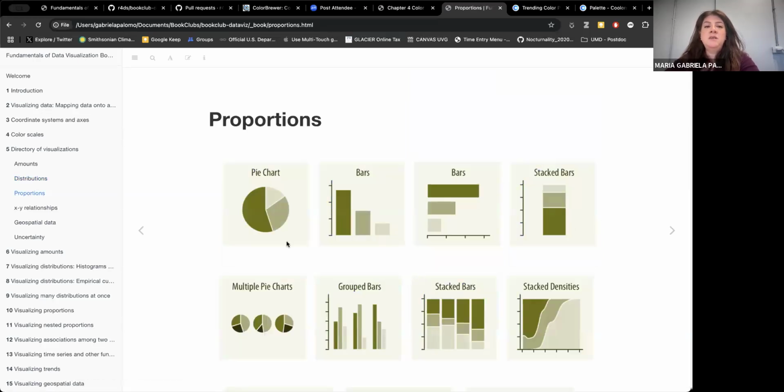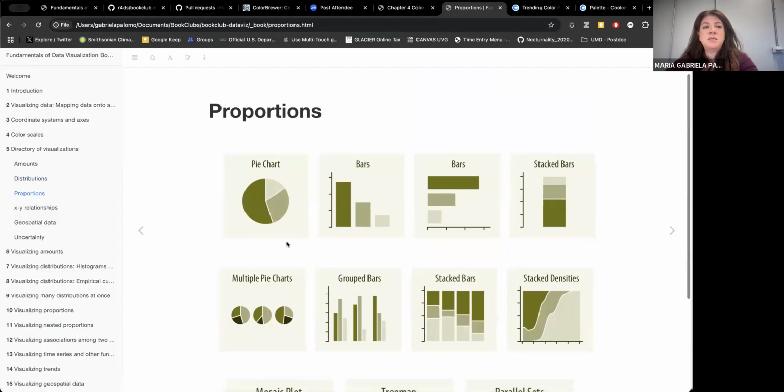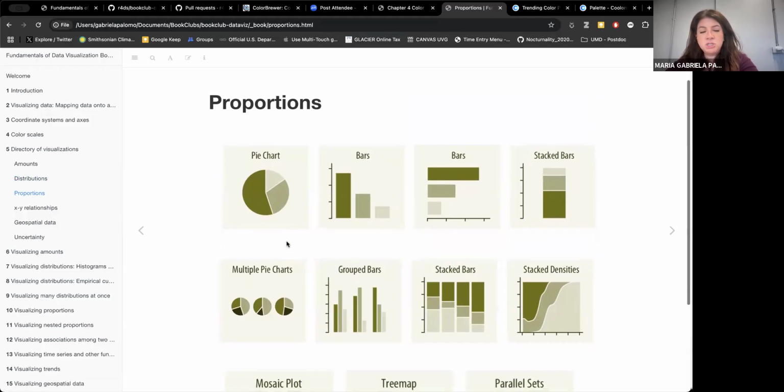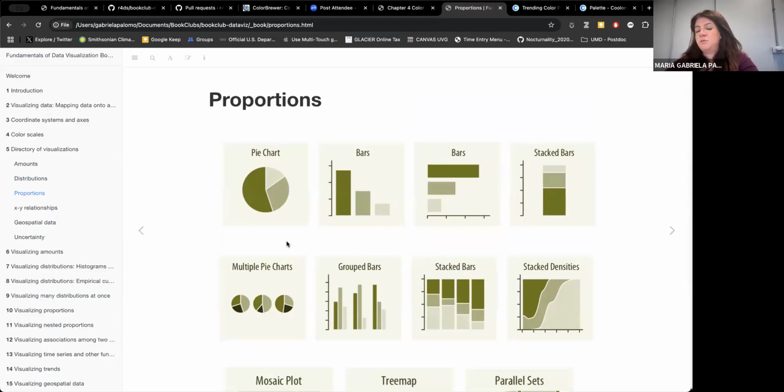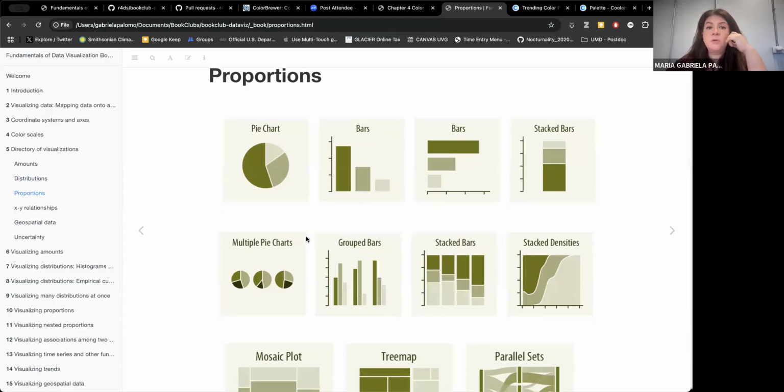Okay. The other way of showing relationships between parts is with proportions. So when you have proportions, the usual suspects are pie charts, bars, and then if you have multiple groups, you have grouped bars or stacked densities. So I think that there is an occasion for each one. There are people that don't like pie charts. I'm not sure what your opinions are on them. I think they have a place and an audience, but because it only represents one dimension, I'm not really a fan of them either.